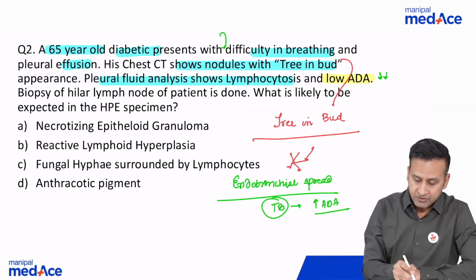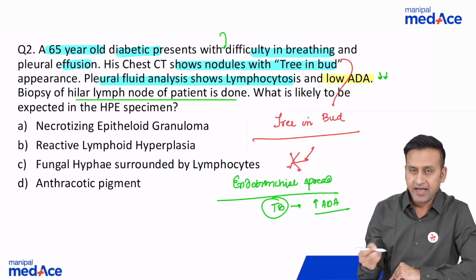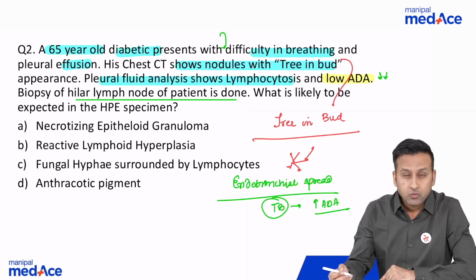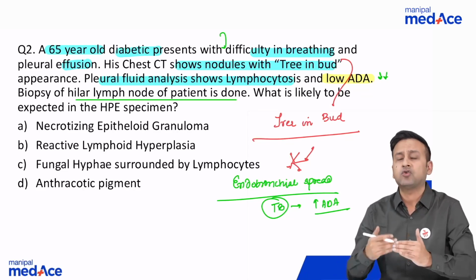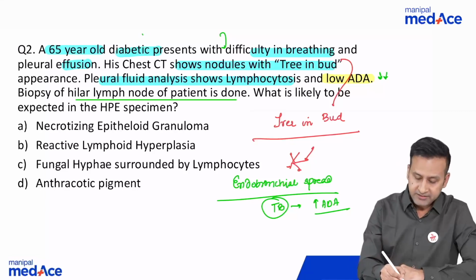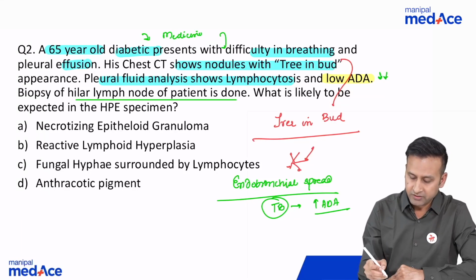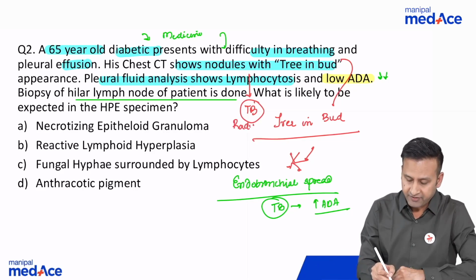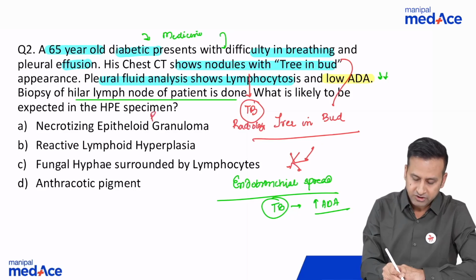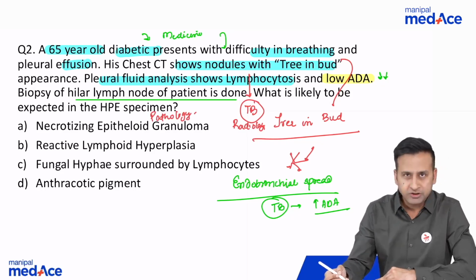Now, biopsy of the hilar lymph node of the patient is done, and the examiner wants to know what can you expect in the biopsy. So this is a question which has got a lot of integration. There is integration with medicine, typically respiratory medicine. Then there has got something to do with radiology, because we have CT shown, radiology, and finally we have something to do with pathology, because all the options which are given are related to pathological terms.